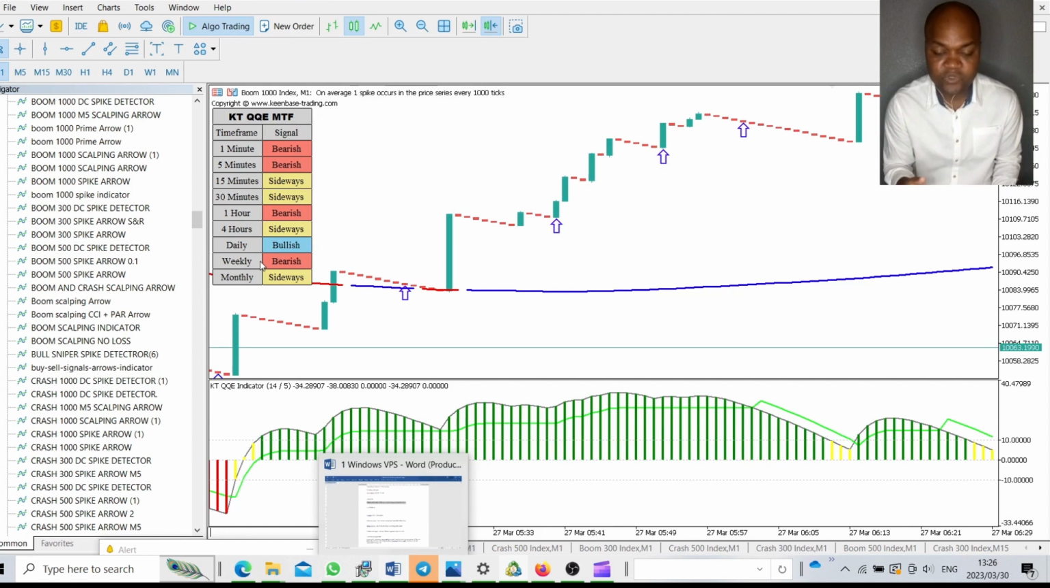What I've noticed is this: with boom and crash, when you're catching spikes, the advantage of catching spikes is that, one, you quickly get your profits. Unlike scalping, where you have to wait a lot of hours to realize your profit, and you are in control of your trade. If the spike doesn't come, maybe after 10 minutes you can pull out.